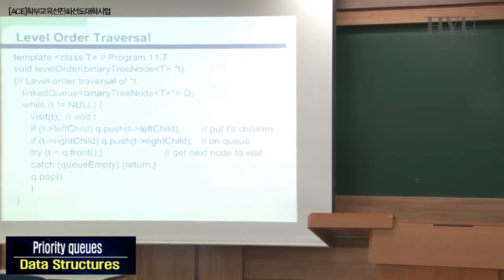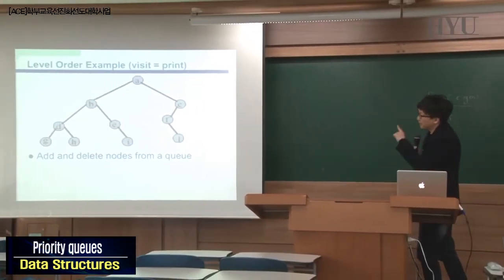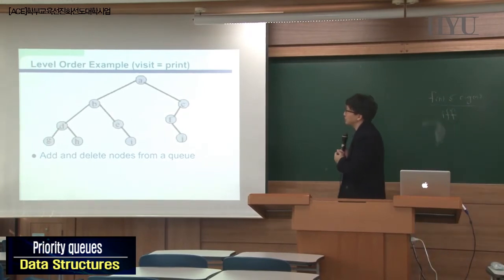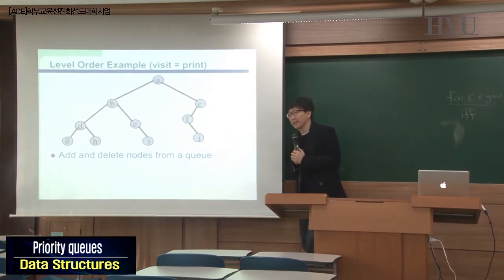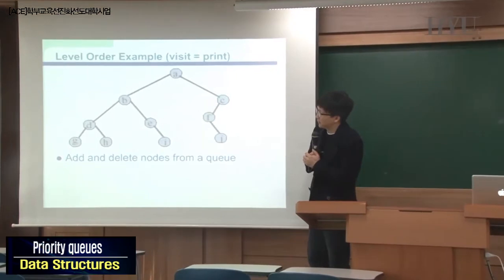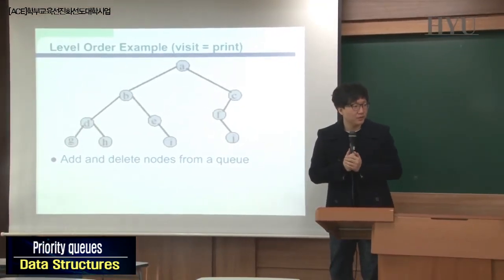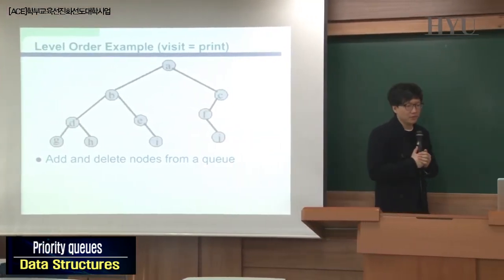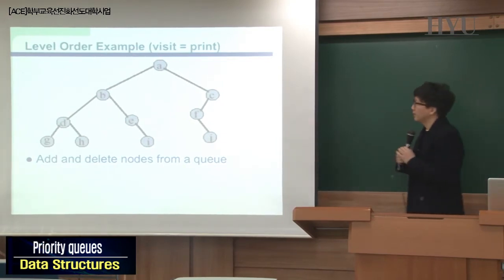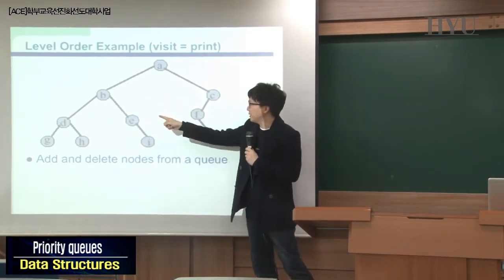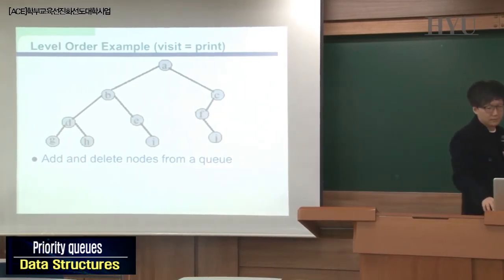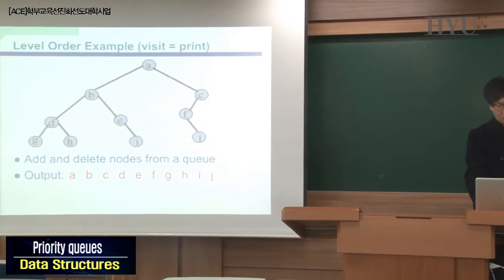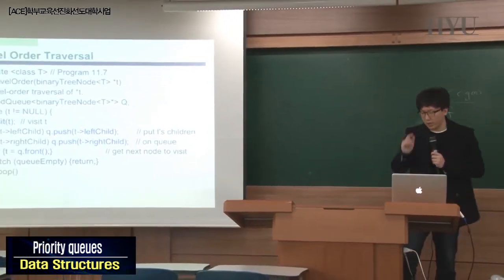Before I do that, maybe I do this first. For the level order example, it's very simple. What sequence do I read this tree if I do this in level order? Probably A, B, C, D, E, F, G. A, B, C, D, E, F, G, H, I, J. Yeah? Like a queue.